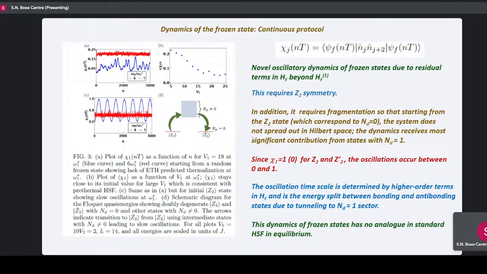So to conclude, what we find is that this given system shows Floquet as well as a pre-thermal signature of strong Hilbert space fragmentation. These are typically phenomena which occur in standard equilibrium or quasi-equilibrium quantum systems. However, here we have provided some examples that they occur in periodically driven systems. So I will stop here and thank you for your attention.